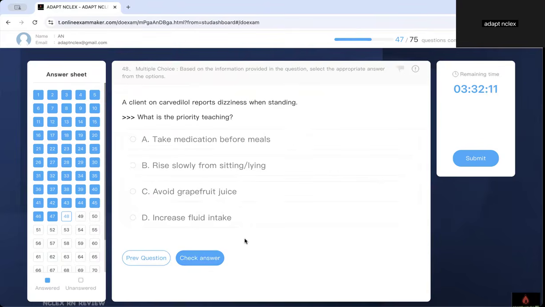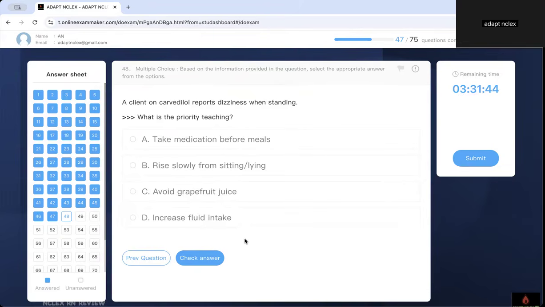Number 48. A client on carvedilol reports dizziness when standing. These are straightforward. You don't overguess. I said don't overthink the question. Never overthink that whatever I've given you is what I've given you. What is the next priority? Oh, carvedilol. It's a beta blocker. It's going to drop your heart rate. It feels dizzy when it's done.